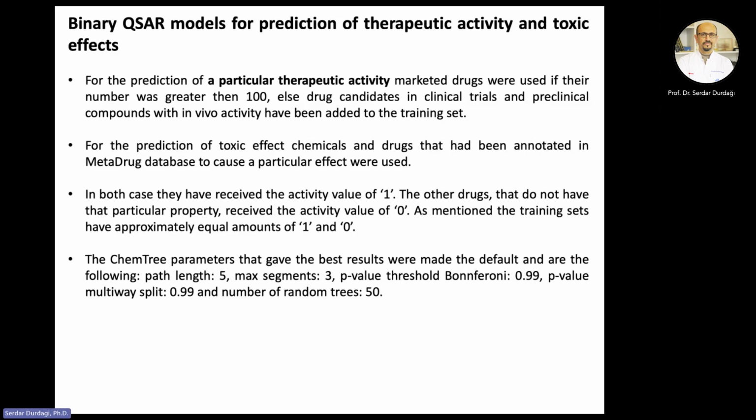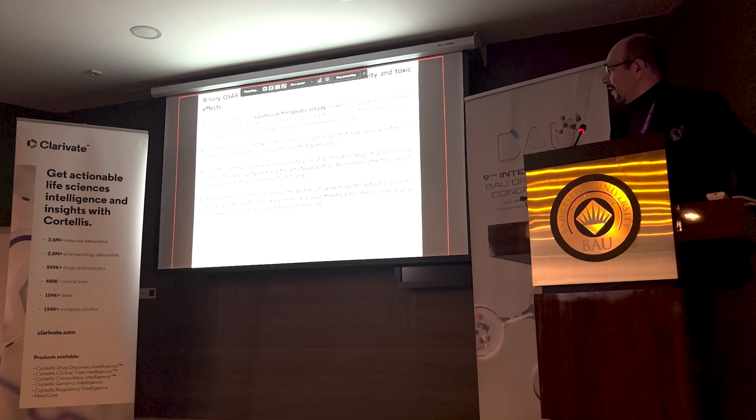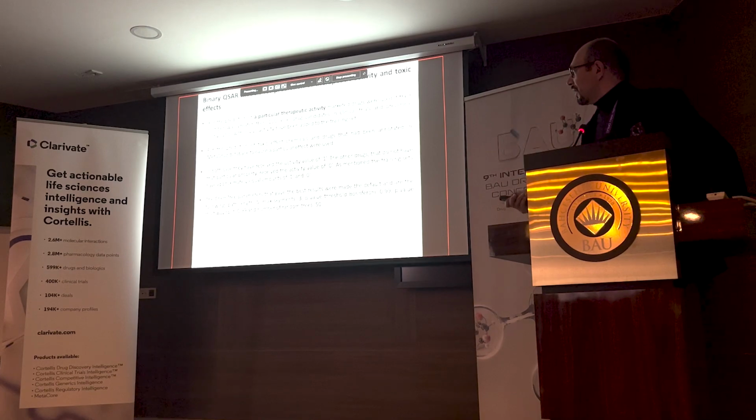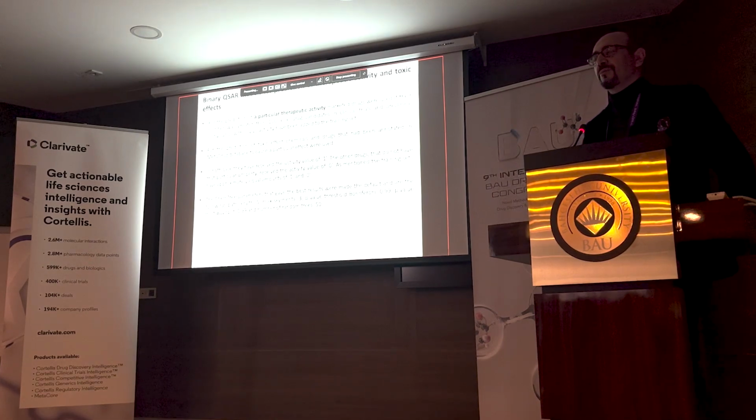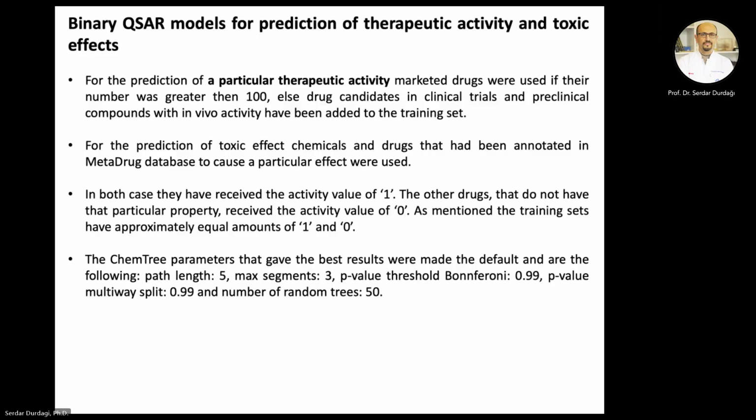For the prediction of the toxic effect, chemicals and drugs that had been annotated in the MetaDrug database to cause a particular effect were used. And as I said, we are using ones and zeros. If you get the 1, this means that this is the maximum activity, and if you get 0, this means your molecule is absolutely not active. So these are the parameters that we use. The default values are path length is 5, maximum segment is 3, p-value threshold Bonferroni is 0.99, and so on.